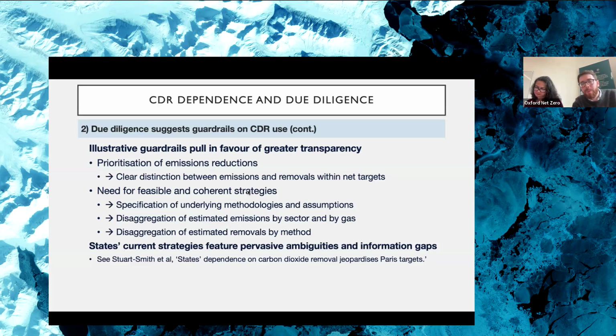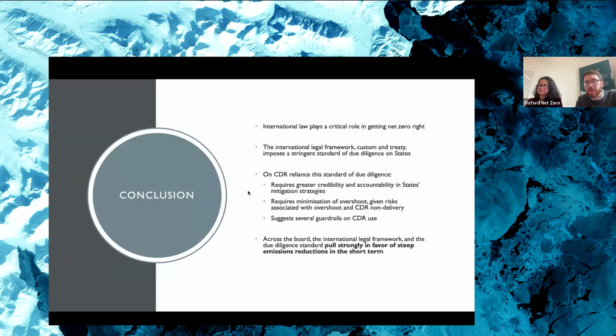So the key point there is that states are not meeting anywhere near those kind of standards that we might hope they would in order to abide by due diligence. So that brings us to our conclusion.